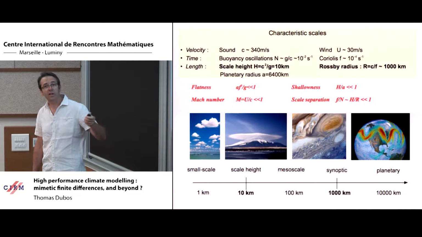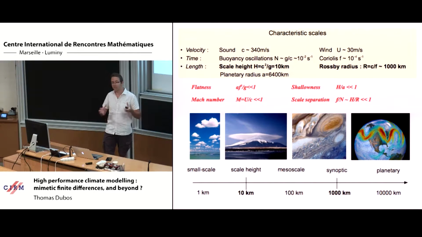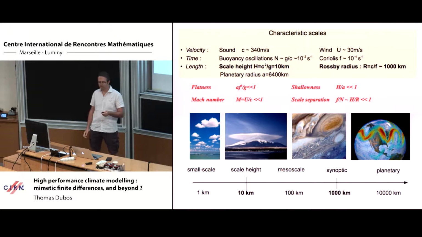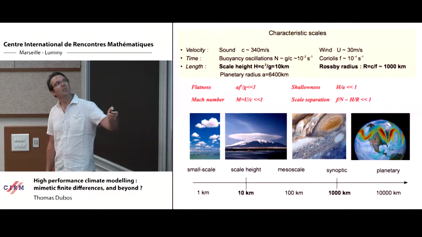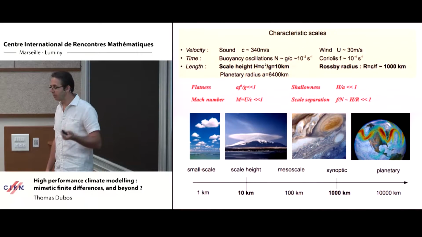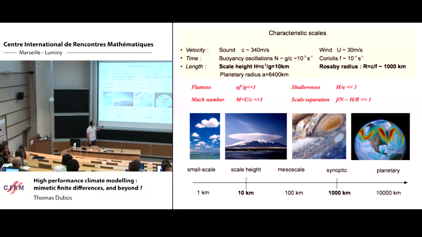So the buoyancy oscillation is the oscillation of a piece of air. Imagine that you have some piece of air here, and the air above is slightly warmer. And if I bring this up, this cold air will be in a warmer environment and be heavier, and it will sink back. And this creates oscillations at a certain frequency, which is this one. And we have another timescale, which is given by the rotation rate of the planet.